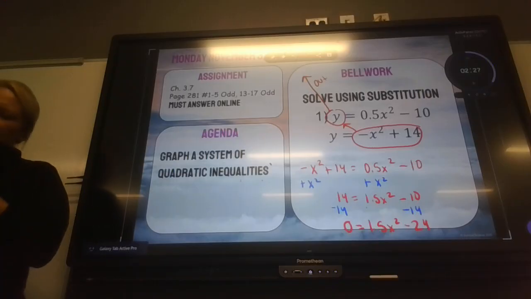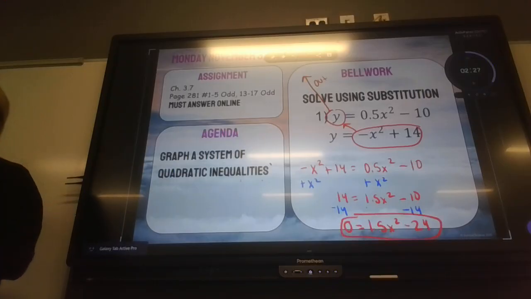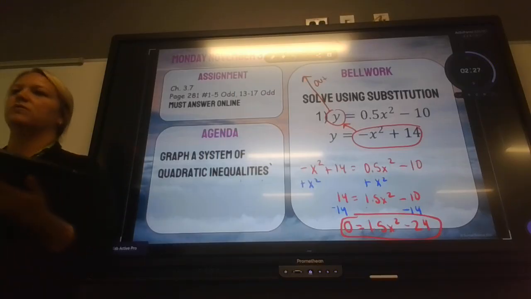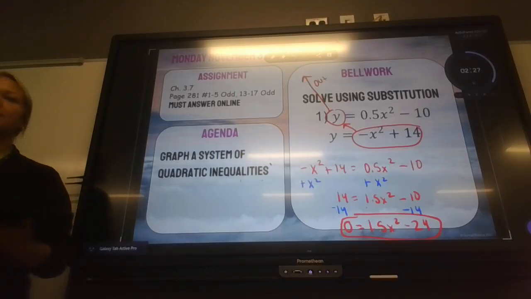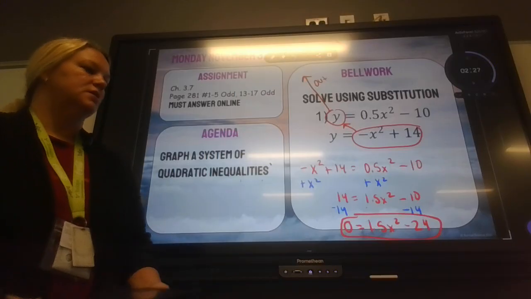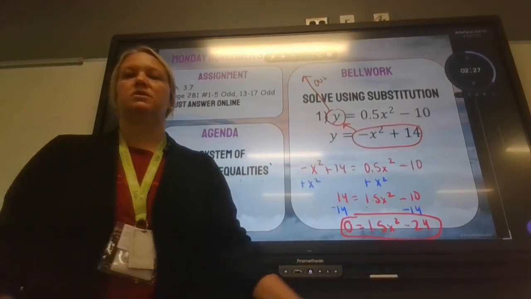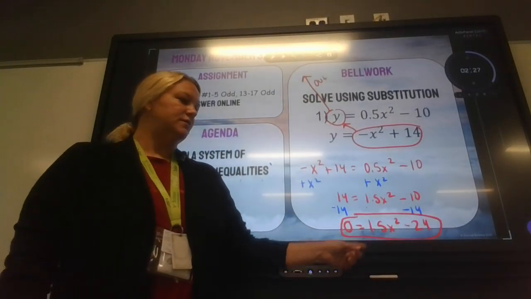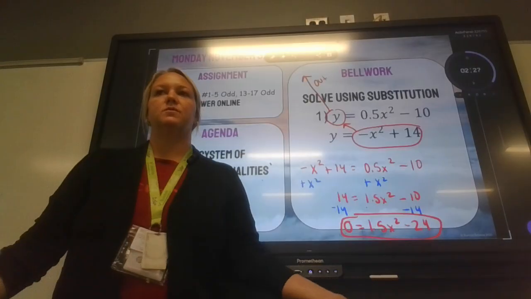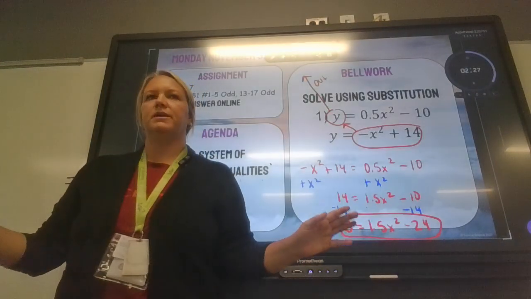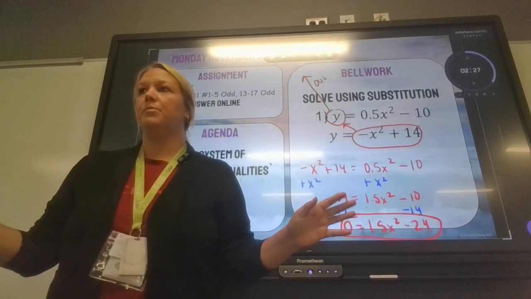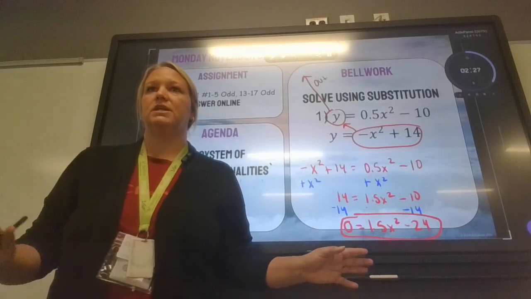All right, so set equal to 0, this thing is 0 equals 1.5x squared minus 24. I see 3 things we could do to solve this. Part of me would add 24, divide by 1.5, and solve by square rooting. Does anybody see that method when you look at this? A couple of you. Feel free to use that method.